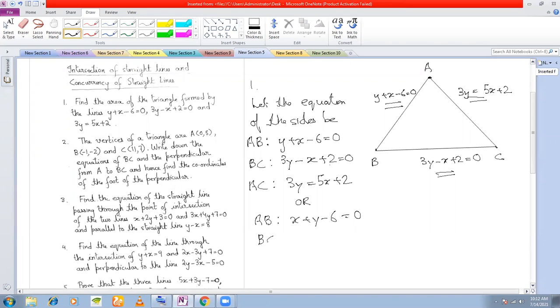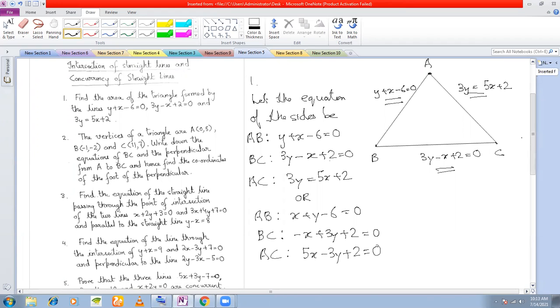BC you can write as minus x plus 3y plus 2 is equal to 0. And you can write the side AC as 5x minus 3y plus 2 is equal to 0. Okay. Now since we have got these, let's call this 1, let's call this 2, and let us call this 3.